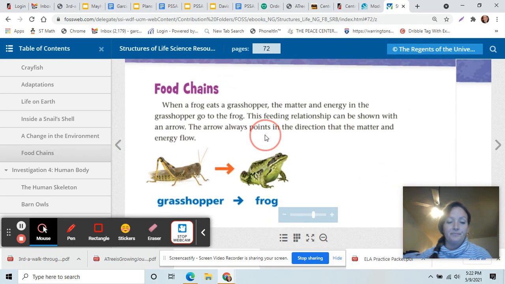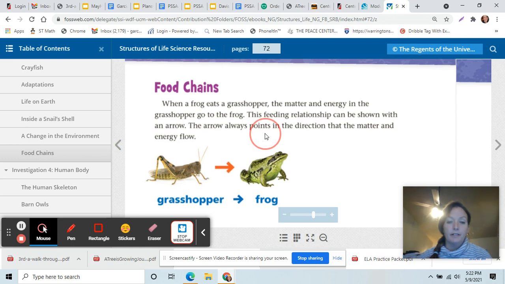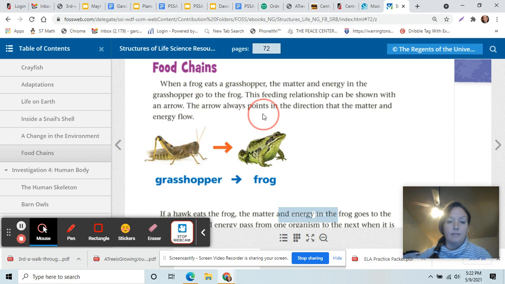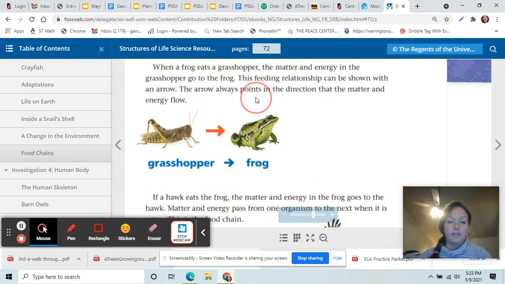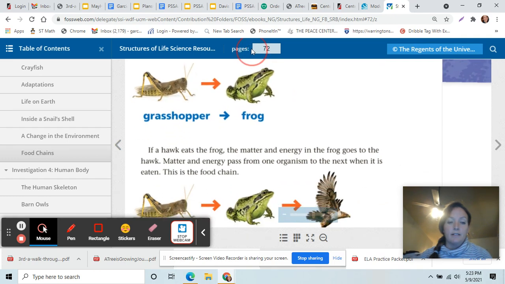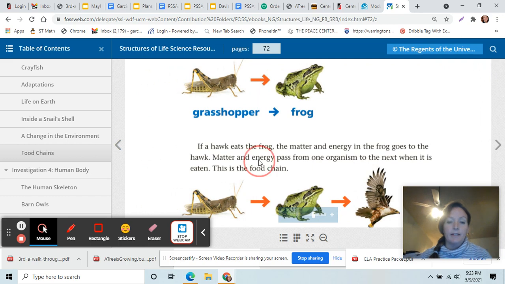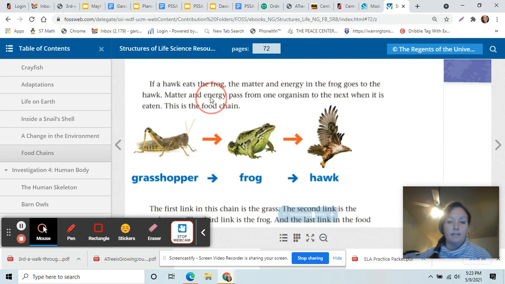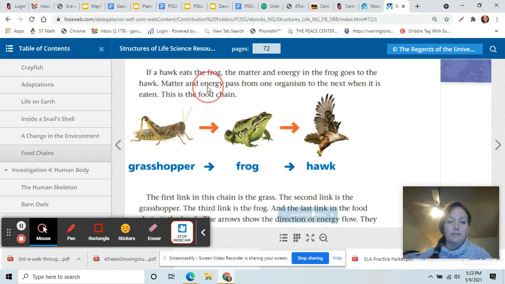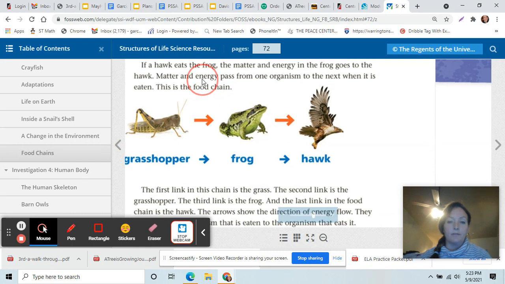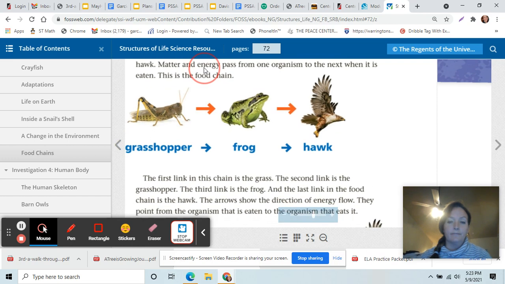Food chains. When a frog eats a grasshopper, the matter and energy in the grasshopper go to the frog. This feeding relationship can also be shown with an arrow. The arrow always points in the direction that the matter and energy flow. If a hawk eats the frog, the matter and energy in the frog goes to the hawk. Matter and energy pass from one organism to the next when it is eaten. This is the food chain.